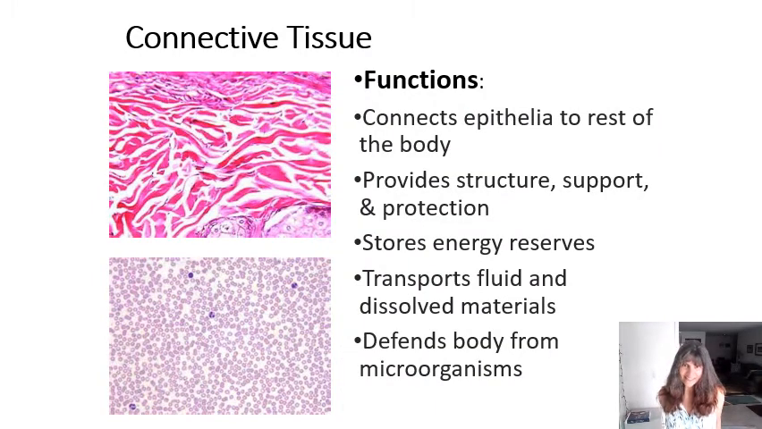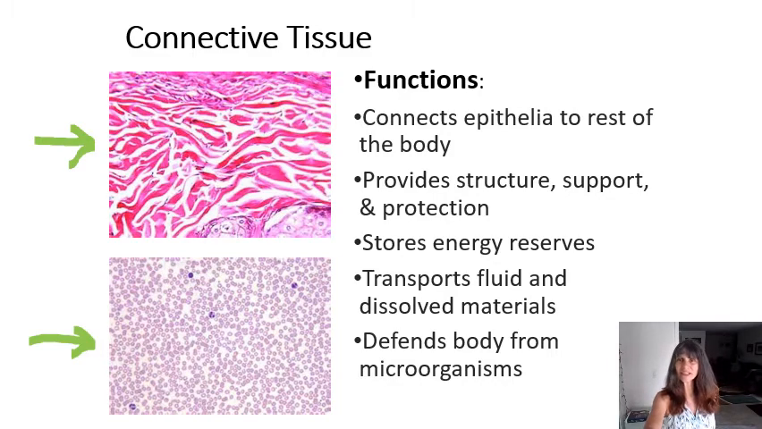Connective tissue connects. It's going to function to connect the epithelia to the rest of the body. It also provides structure, support, and protection while also helping to store reserves of energy for us. Connective tissue is important because it also helps transport fluid and other dissolved materials and defends us against microorganisms. In this slide up here, we actually have dense irregular connective tissue. The slide below is a slide of blood. Blood is a fluid connective tissue.